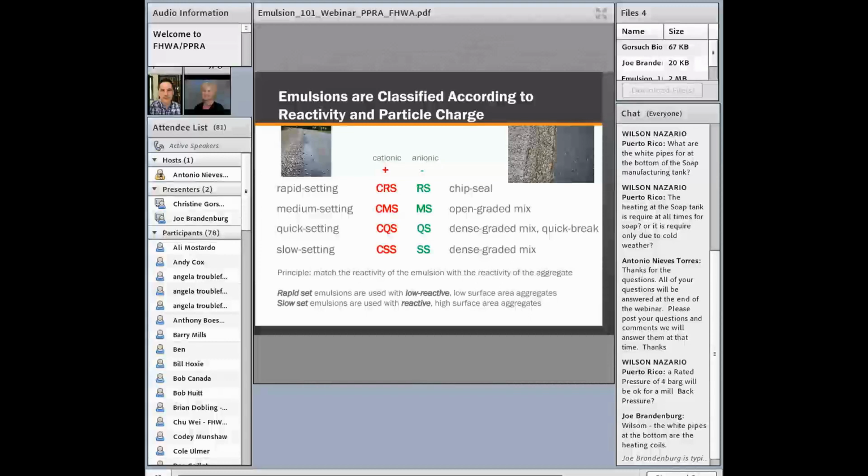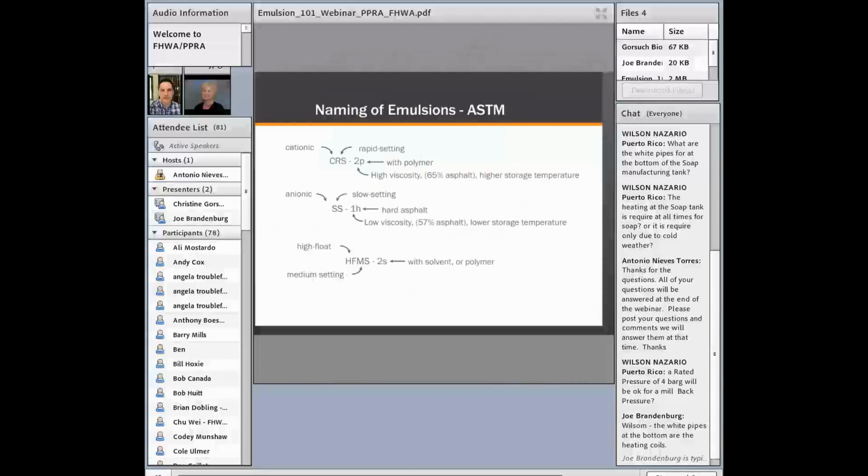Quick setting emulsions like CQS and QS are used for microsurfacing and slurry surfacing applications. This is also a dense graded mix, but we design the emulsion very carefully and match it with the aggregate that we have using a mix design, so that we can tailor that emulsion to get the reactivity and the breaking and setting characteristics that we want for that application. It's really a fast setting application.